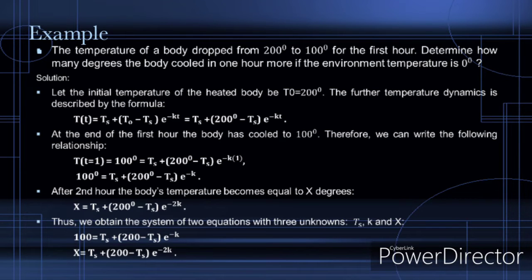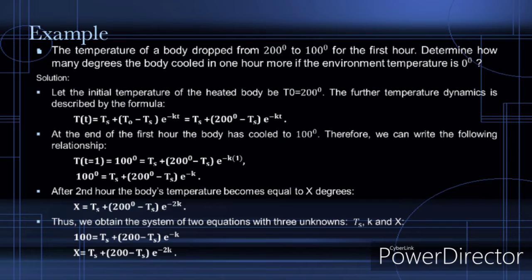Example: the temperature of a body dropped from 200 degrees to 100 degrees in the first hour. Determine how many degrees the body cooled in 1 hour more if the environment temperature is 0 degrees.